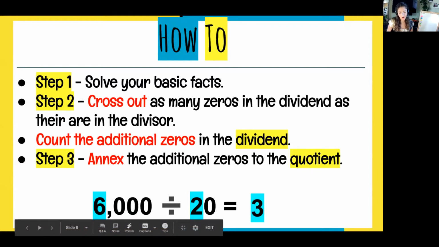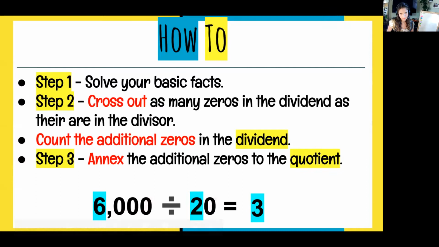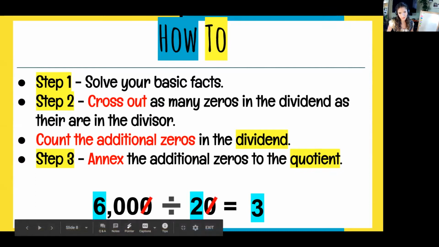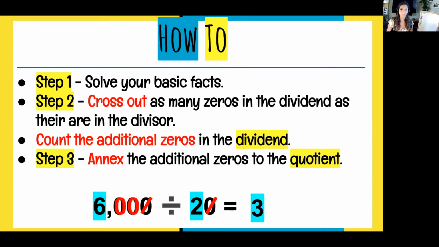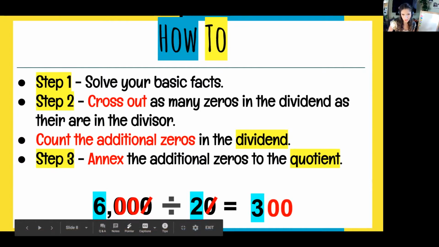And let's start crossing out some zeros. Annex 2. We've got 1 zero in our dividend, 1 in our divisor. Do we have any other zeros to cancel out? No. So how many zeros are left? 2. What do we do with those 2 zeros? Annex them. So our final quotient is 300. All right. That was really easy.